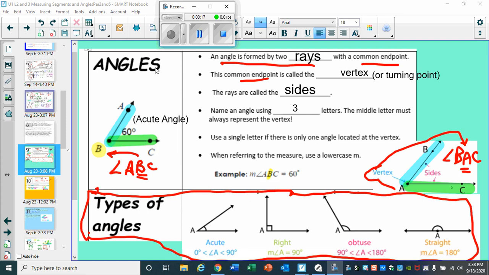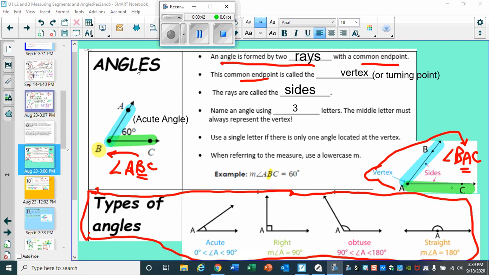So the first thing we talked about were angles. Angles are formed by two rays. As you see, the blue highlight was one of your rays, BA, and the green highlight, that's BC, that's your other ray. The vertex, which is also referred to as the turning point, that's the common endpoint for both of your rays. So it turns out both rays, BA and BC, have the common vertex of B.